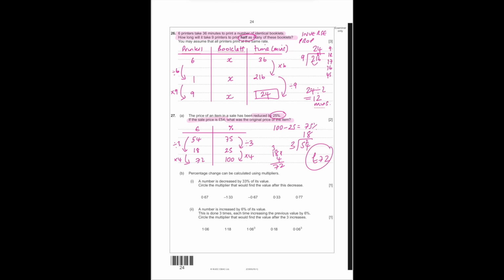Part B, percentage change can be calculated using multipliers. A number is decreased by 33% of its value. Circle the multiplier that would find the value after this decrease. If we're decreasing, it would be 100 take away 33, which is 67%. 67% as a decimal is 0.67.